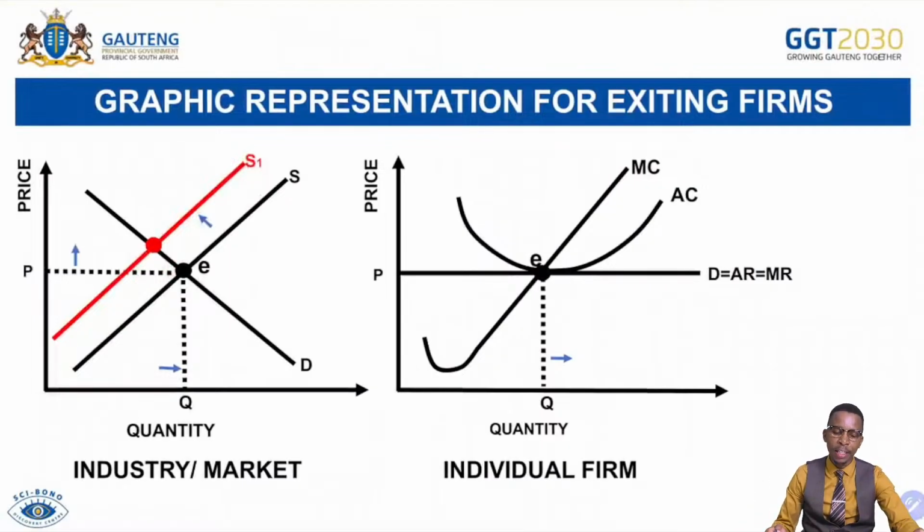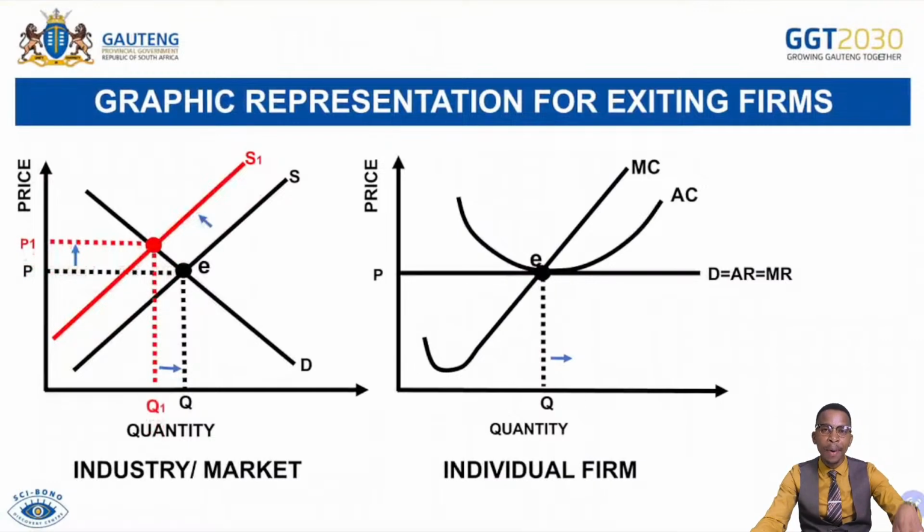As that happens, the demand curve remains constant at the highest point. For that reason, the price will be increasing from P to P1. You can see the connection in there. The price is increasing from P to P1, and then the quantity is decreasing from Q to Q1. This is the quantity supplied by the market.